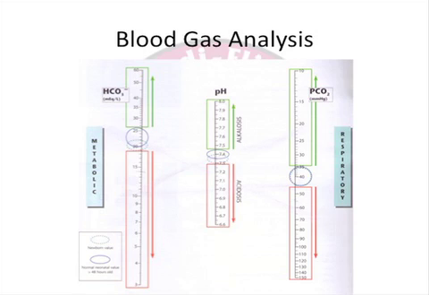Rule number 3, when the primary problem is on the respiratory side, the metabolic side will adjust to compensate, and vice versa, to normalize the pH. Normalization of the pH is the ultimate goal. Rule number 4, if the pH is normal, then the blood gas is normal or compensated. And if the pH is not normal, then the blood gas is uncompensated.